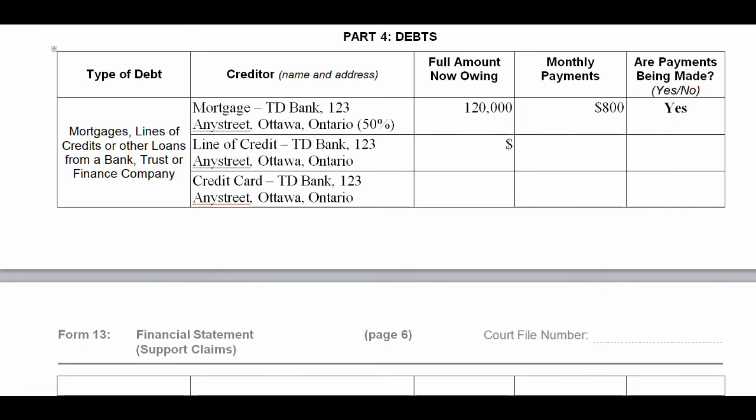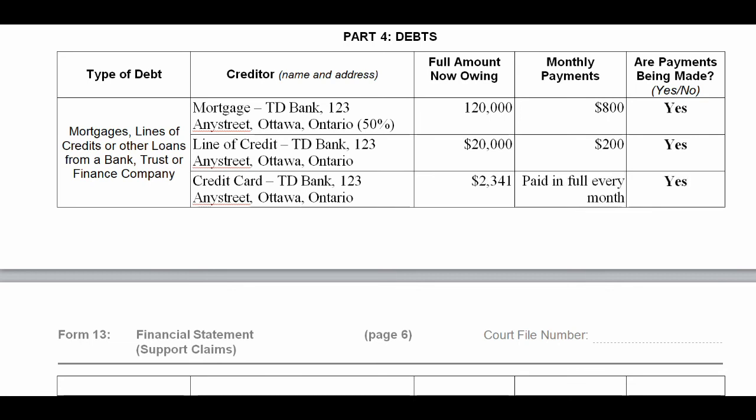The line of credit, we're going to do the same thing. And for the credit card, let's say you pay off the full amount every month. We're going to do something a little bit differently. We're going to look at the current value of the credit card. We're going to say that's $2,341. We're going to write paid in full every month, and payments being made, yes.